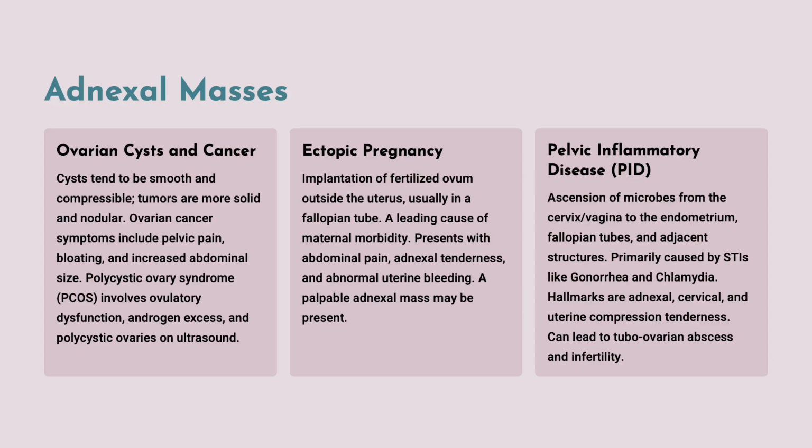There's also another condition called PCOS or polycystic ovary syndrome. It involves ovulatory dysfunction, androgen excess, and polycystic ovaries on ultrasound. So you see this sometimes. If you see a hairy woman, most commonly it's secondary to a polycystic ovary. It's because of the excess hormones, specifically male hormones or androgens.